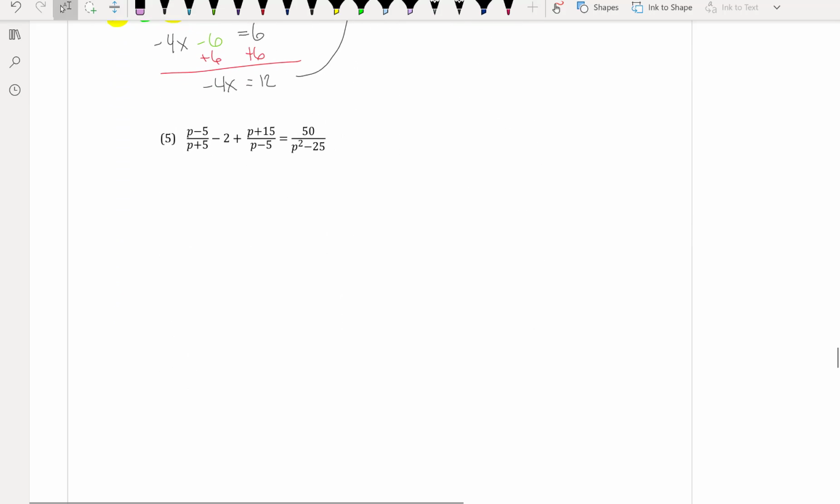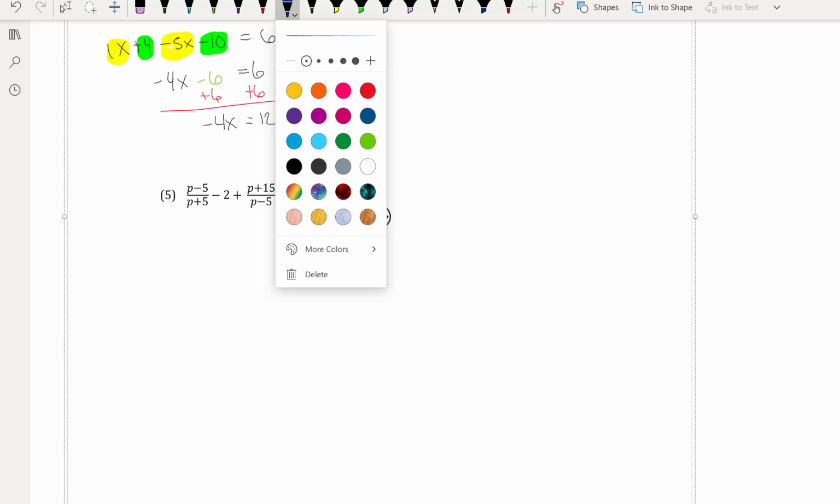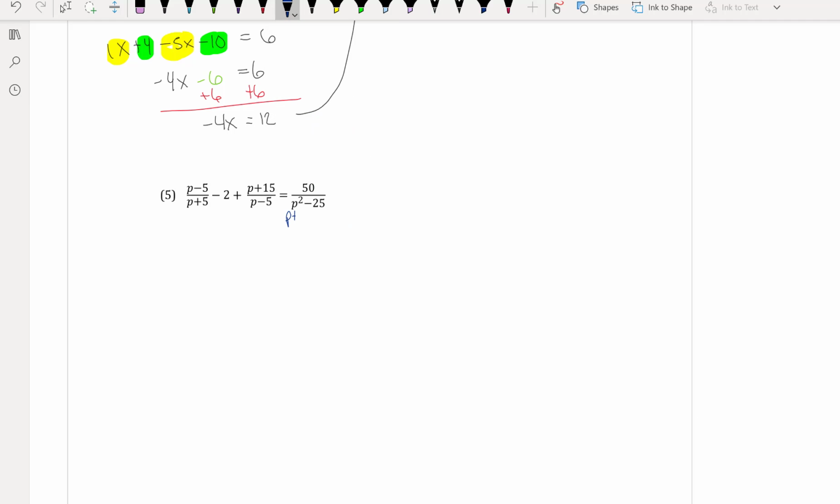So number 5 is really similar. I'm going to have to go ahead and factor out one of these denominators. So this is a difference of squares. So with my difference of squares, I'm going to have a p plus 5 and a p minus 5. So now I know that my LCD is going to be p plus 5 and p minus 5. So I have the plus 5 and I have the minus 5. And remember that this 2 right now has a denominator of 1. When it does not have a denominator, it defaults to have a denominator of 1.